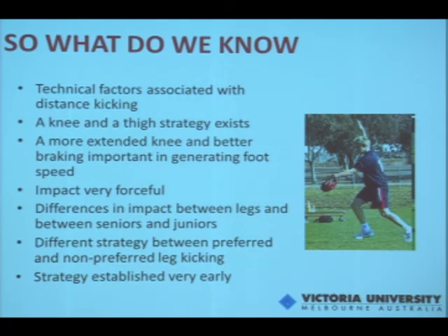So to wrap up, what do we know from all these studies? Well, we know that there's technical factors associated with distance kicking: faster foot speed, faster shank angular velocity, optimising the ball drop position, and a longer last step can improve your distance. A knee and a thigh strategy seems to exist. As far as the support leg goes, a more extended knee is important, and better braking is important in generating foot speed. Impact's very forceful, and differences exist between juniors and seniors, and also between preferred and non-preferred legs.